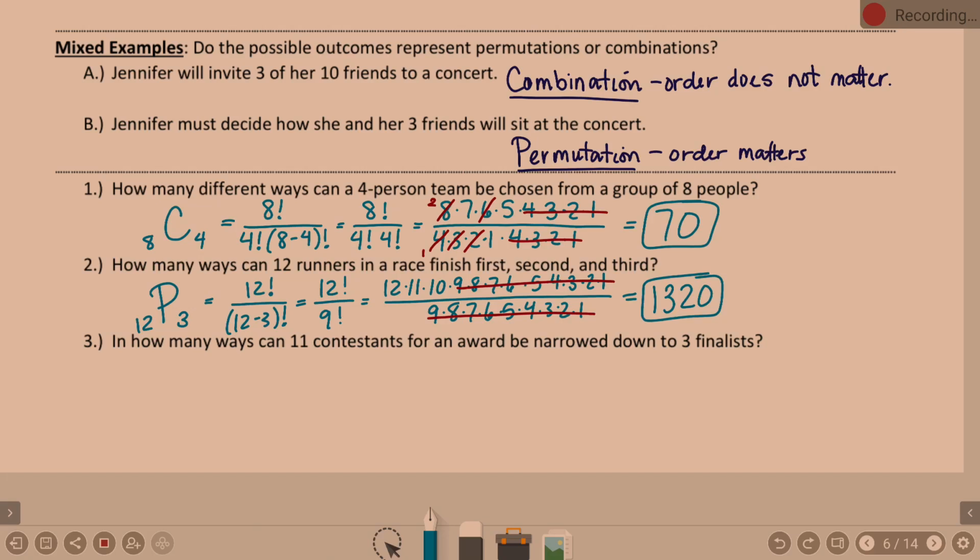Now, I'm going to save us some time. It's going to be a combination of what? 11. Grab your calculator. Tell me what 11C3 is. 165. If done correctly, would the math by hand work out to be the same? Yes. I'm ready to move on to the back.